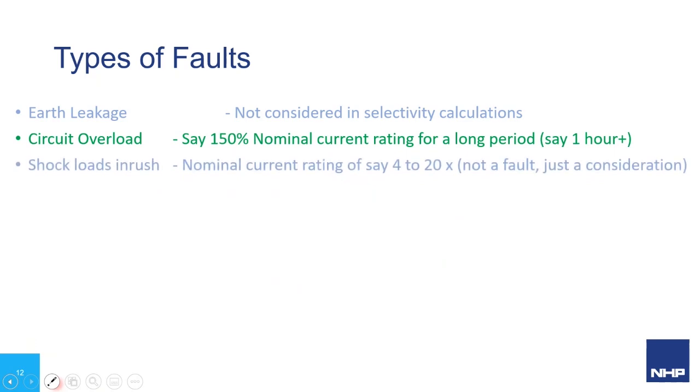Shock loads or inrush, a nominal current of say 4 to 20 times the nominal rating of that circuit. This is not a fault, it's just a consideration. It's a consideration of the protection equipment we need to look at to withstand that shock load inrush. The breaker should not trip under these conditions.